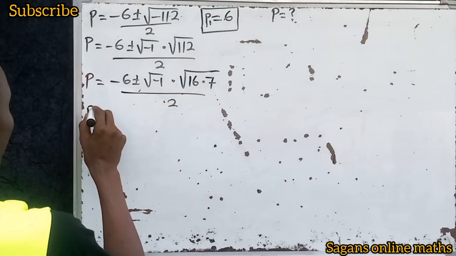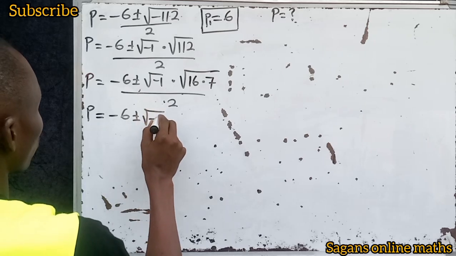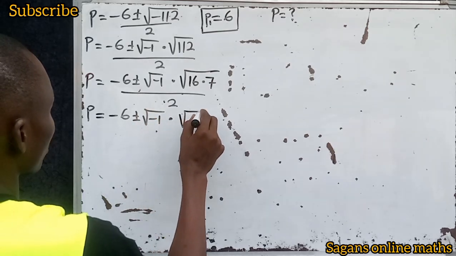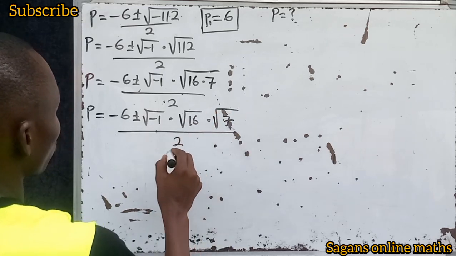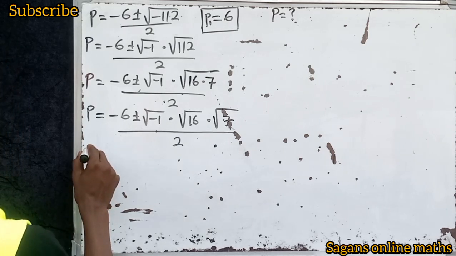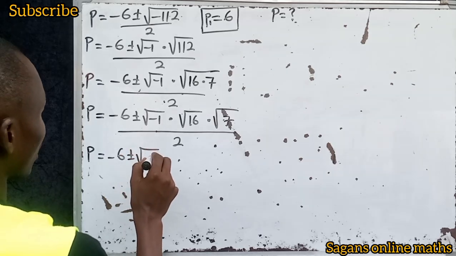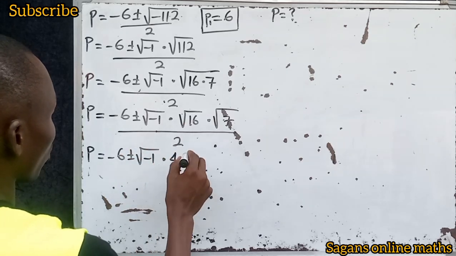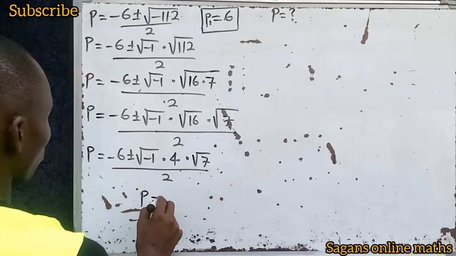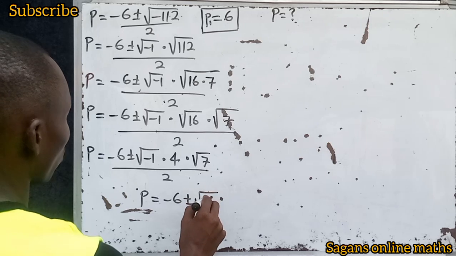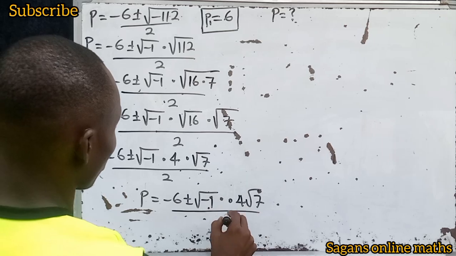It means that our p equals minus 6 plus or minus the square root of minus 1, multiplied by root 16, multiplied by root 7, then divided by 2. Wow, this is amazing, right? That means p equals minus 6 plus or minus the square root of minus 1, multiplied by 4, because the square root of 16 is 4, multiplied by root 7, divided by 2. That means our p will be minus 6 plus or minus root minus 1, multiplied by 4 root 7, then divided by 2.